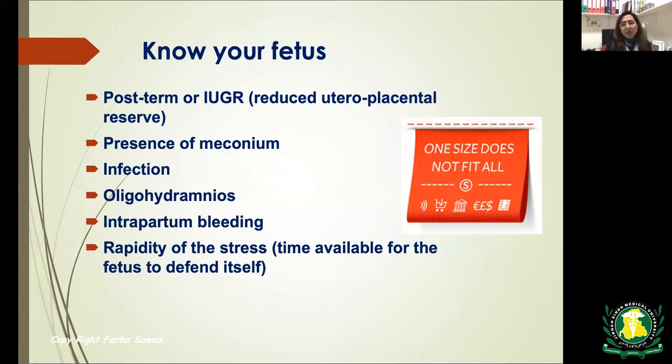Now, you need to understand your baby, because some babies have a small weight, they might be IUGR, they don't have fluid around them, there's no cushion, they might be infected. So we can't deal with all babies with a blanket policy. You need to understand which baby would need more vigilant monitoring and which baby you cannot wait any longer for.